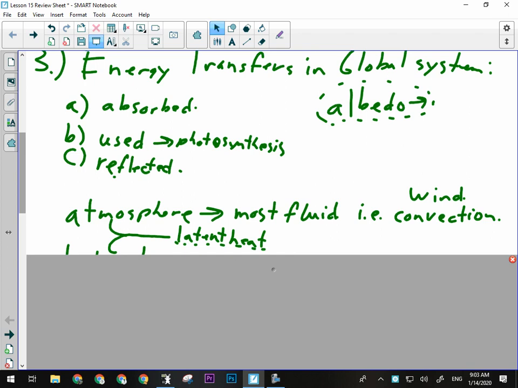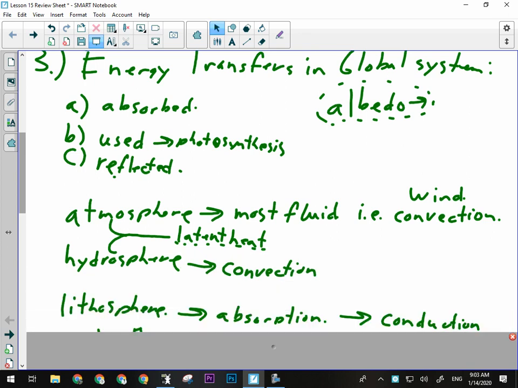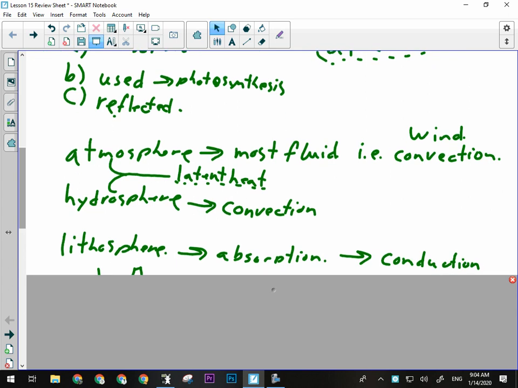Okay. And then, talking about the 3 methods, the atmosphere is the most fluid, that's where wind occurs. Wind is convection, and latent heat also moves in there. What moves the latent heat around? What's special? Jet stream, so make sure you're including that. There's going to be a question about energy transfer at a global scale, where you're going to want to talk about the atmosphere, the lithosphere, and the hydrosphere, the methods of heat transfer, the jet stream, all of that kind of stuff. Make sure you're explaining how they all work together, demonstrating your understanding.